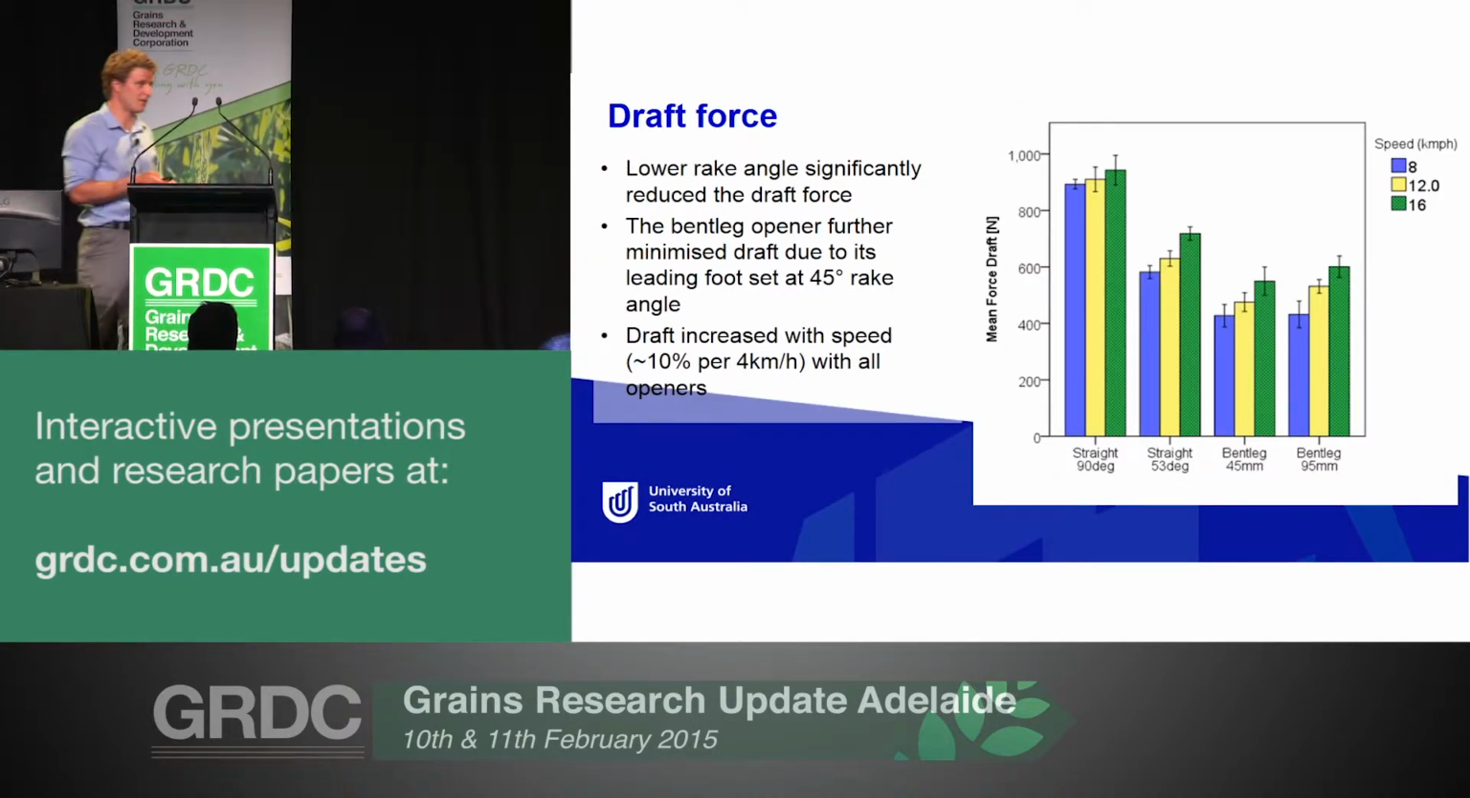The draft force results for the openers were as expected. The lower rake angle was able to have lower draft requirements. The Bentleg openers were able to maintain low draft requirements due to a 45-degree rake angle on the leading foot. All the openers' draft increased by around 10% for each 4 kilometre increase in speed.